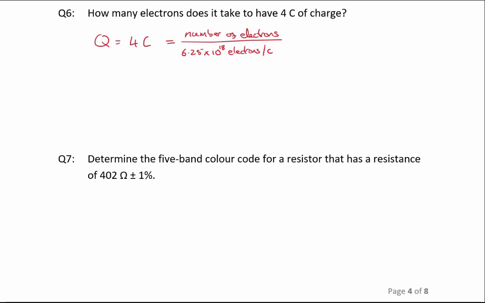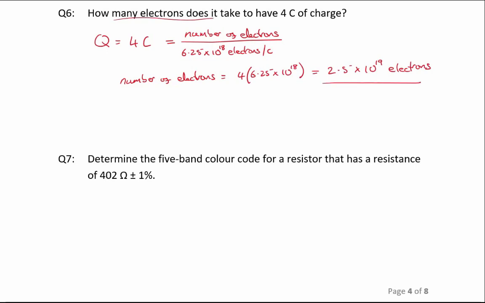So we can just transpose this formula and we can calculate the number of electrons is equal to 4 times the number of electrons per coulomb, which is 6.25 multiplied by 10 to the power of 18. And when you plug those values into your calculator, you get 2.5 multiplied by 10 to the power of 19, and that's electrons, because we were asked how many electrons does it take. So there's your answer for that question.